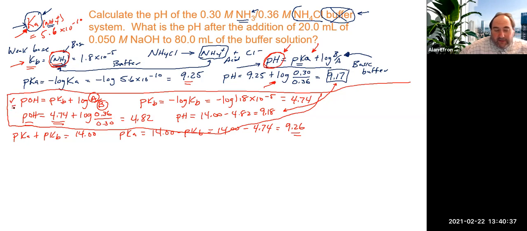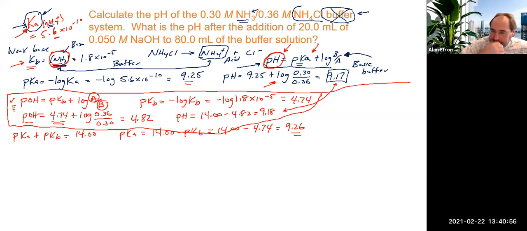There's nothing wrong with going on this sort of boxed approach I did there on the second way. It's just an alternative way that sometimes people will solve these problems because they're dealing more with a basic buffer rather than an acidic buffer. And you can see you pretty much get the same answer. The difference here is just really some rounding we did on the Ka and Kb values, but it's pretty much the same thing.